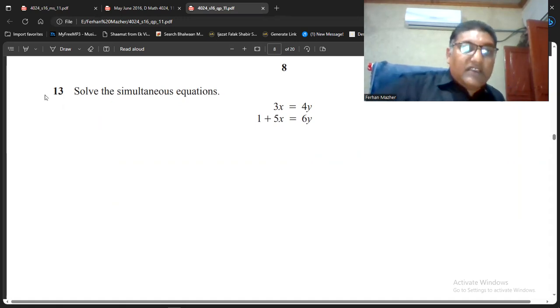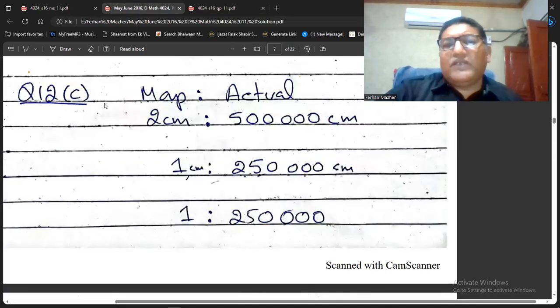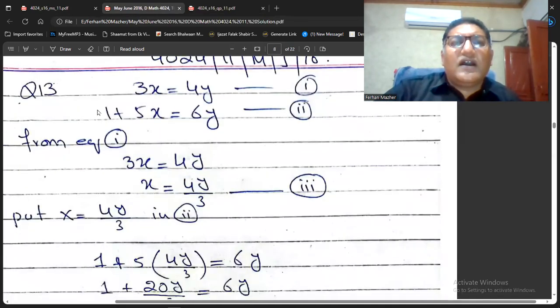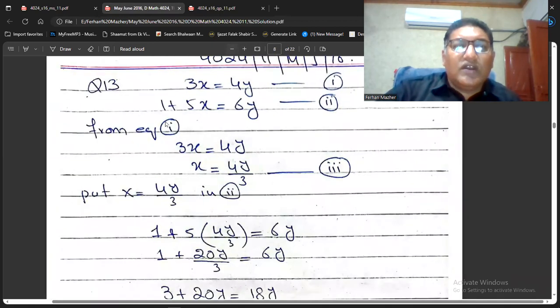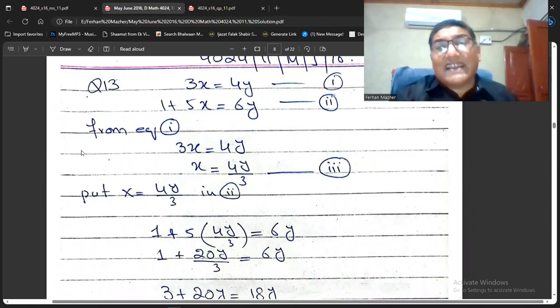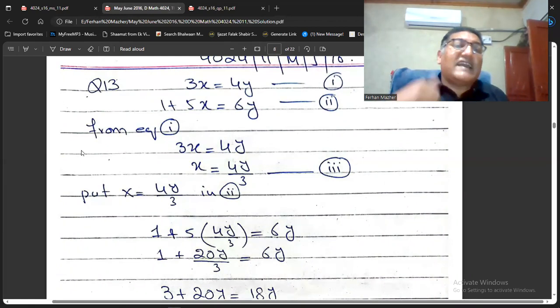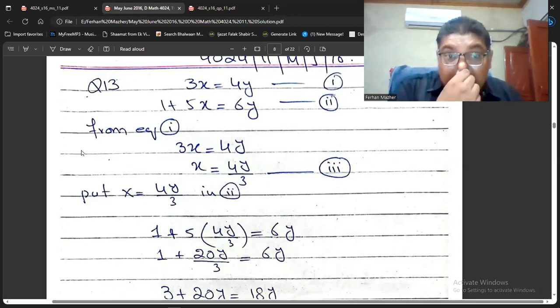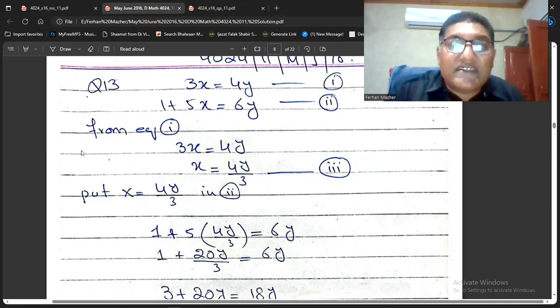So very simple. It says 3x equals 4y. You can use many methods. I am going to use the method which I will show you. I will take the first equation, and that is 3x equals 4y. I will find out the value of x in terms of y. So x will be equal to 4y by 3. Let me call it the third equation. I will put this x value in the second equation.